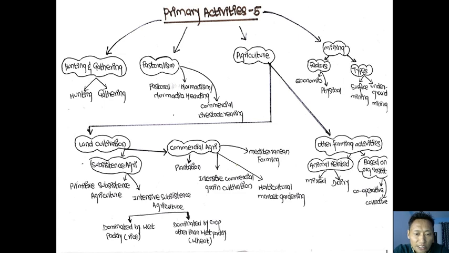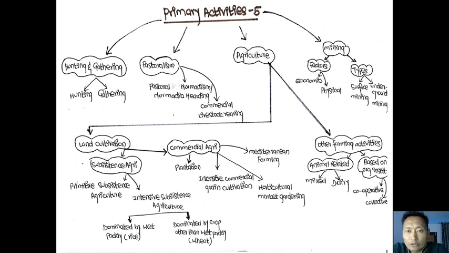Again, intensive subsistence agriculture is divided into two: intensive subsistence agriculture dominated by wet paddy cultivation, and intensive subsistence agriculture dominated by crops other than wet paddy. The second topic from land-based cultivation is commercial agriculture. From commercial agriculture, we are going to learn about the characteristics of plantation agriculture, extensive commercial grain cultivation, horticulture, or market gardening, and lastly Mediterranean farming.